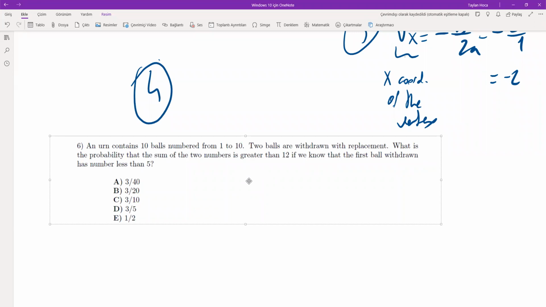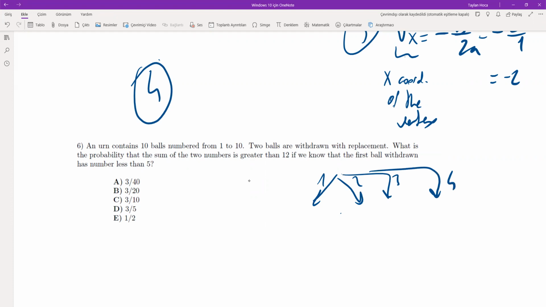An urn contains 10 balls numbered from 1 to 10. Two balls are withdrawn with replacement. What's the probability that the sum of the two numbers is greater than 12, if we know that the first ball withdrawn has a number less than 5? So I am sure that the first ball is less than 5. It is given to me, and if it is given, I must take it as it is.